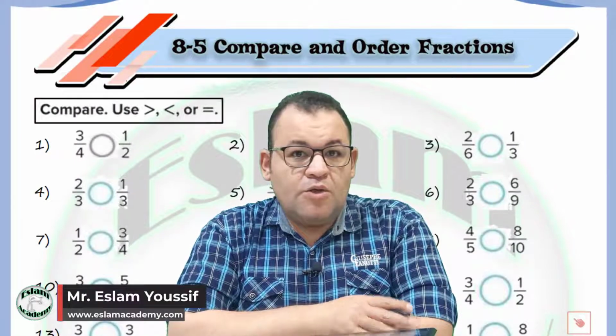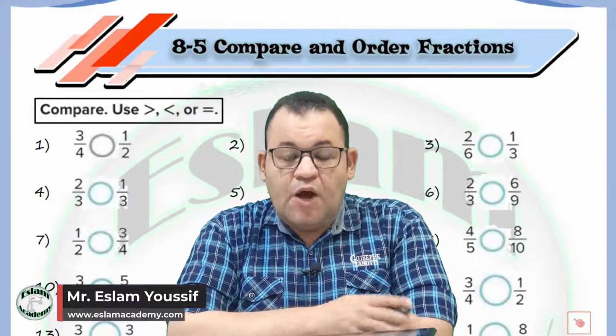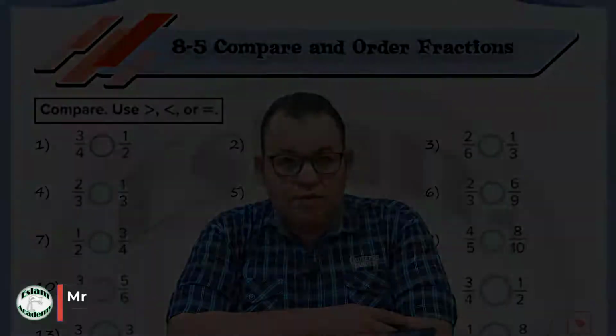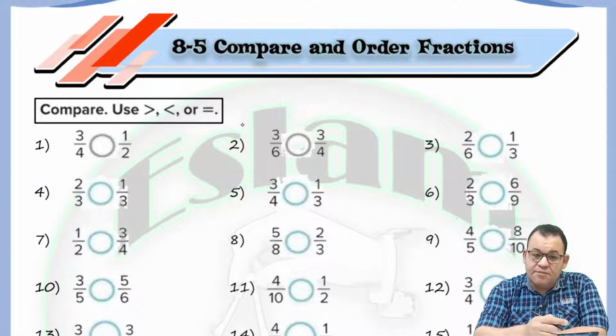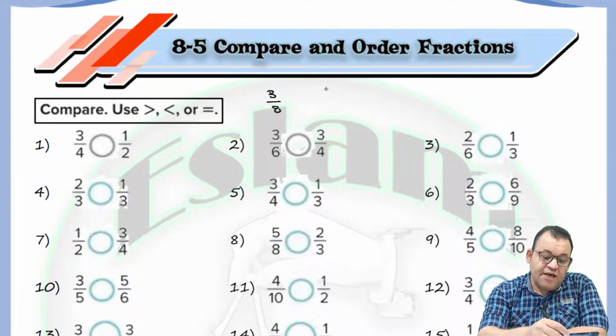In this video, we'll talk about ordering and comparing fractions, how we can compare and order two fractions. Number one, we need to check the denominator. If the two fractions have the same denominator, for example, 3 over 8 and 5 over 8, the greatest numerator gives the greatest fraction.